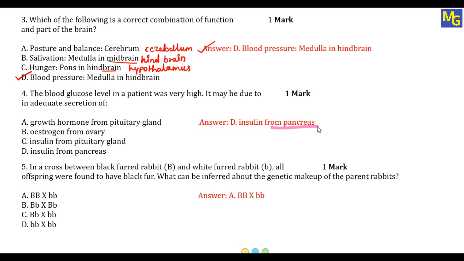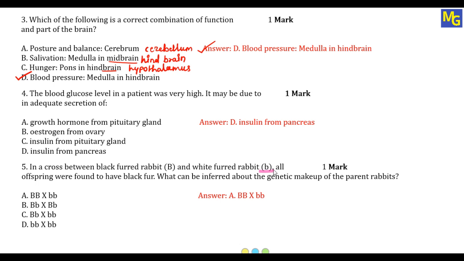Now we'll see the next one, question number 5. In a cross between a black furred rabbit and a white furred rabbit, we are going to see the color of the fur. One rabbit has black fur, denoted by capital B, which means black color is dominant. The other rabbit is white furred, and white color is shown by a small b, which is recessive.